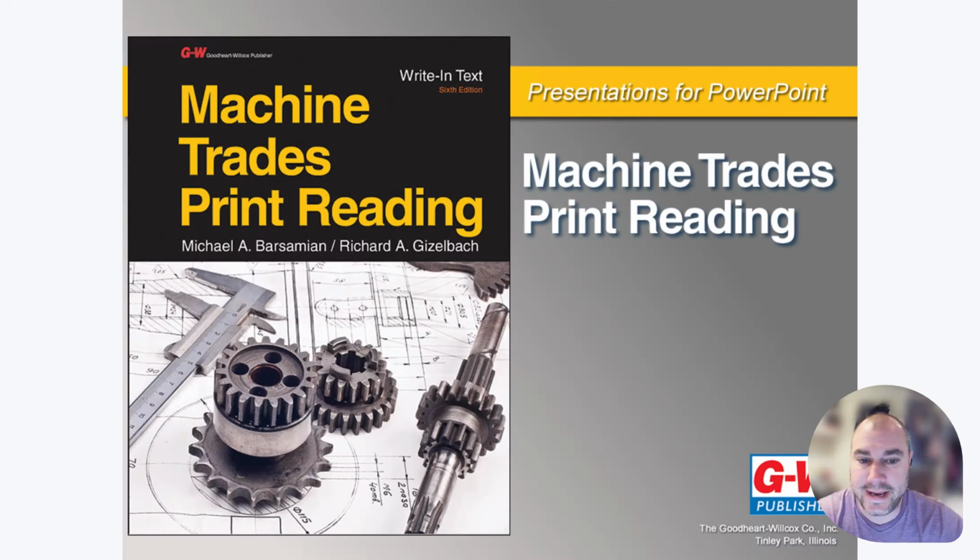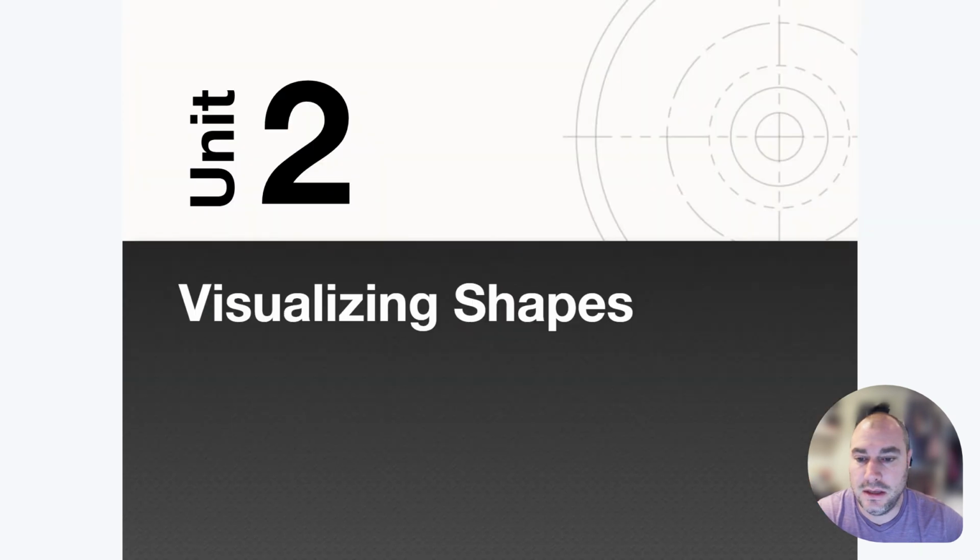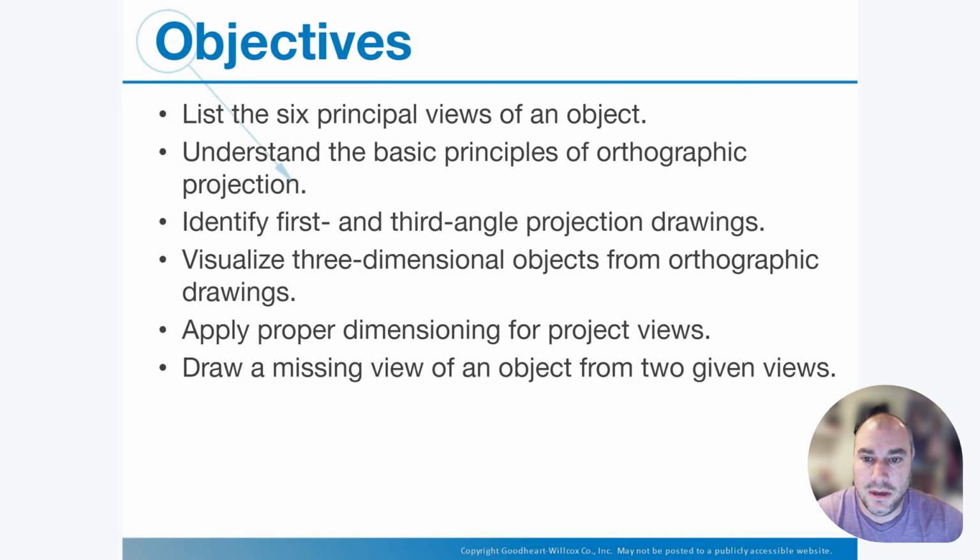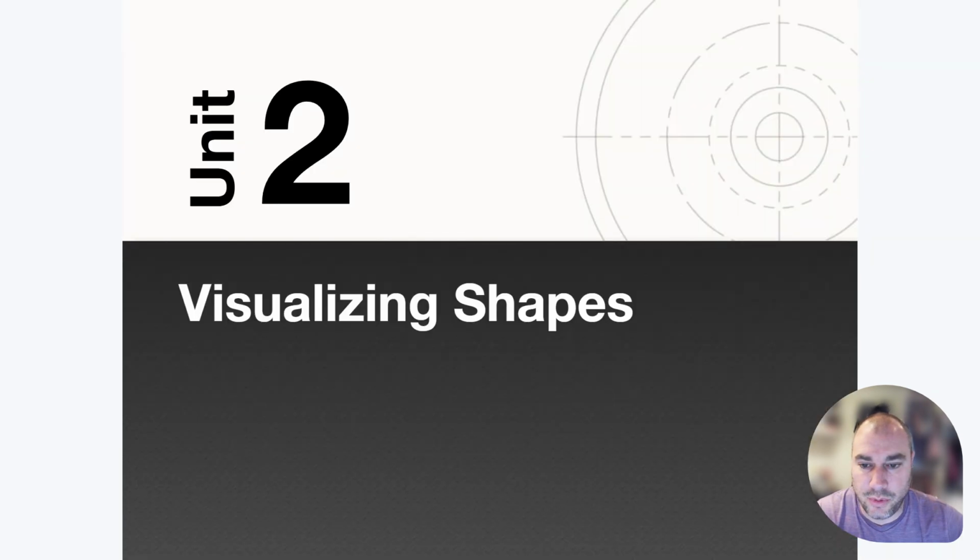Okay, welcome back. Let's do Machine Trades Print Reading, Unit 2, which is visualizing shapes. Obviously, it's pretty important when we're talking about print reading to be able to visualize the shapes of the things that are in the prints, right?